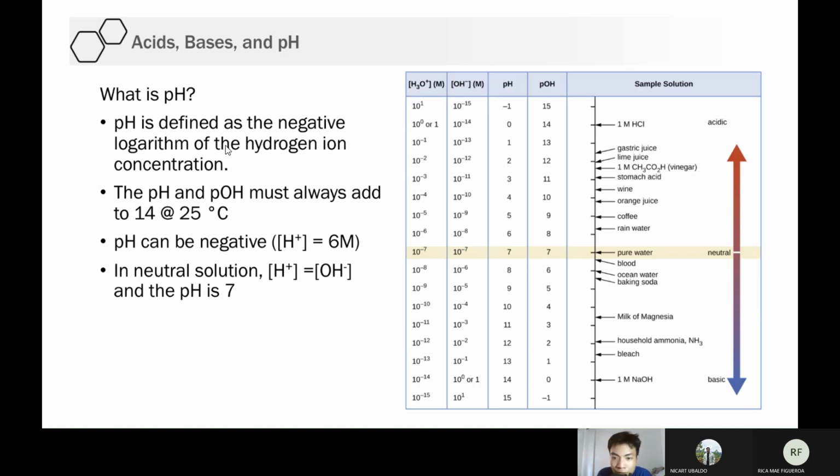Anyway, so we're done with acids and bases. Ngayon, let's talk about pH. So let's talk about the pH. When you say pH or power of hydrogen, that is just the negative logarithm of the hydronium ion concentration. So in equation, pH is just the negative log.